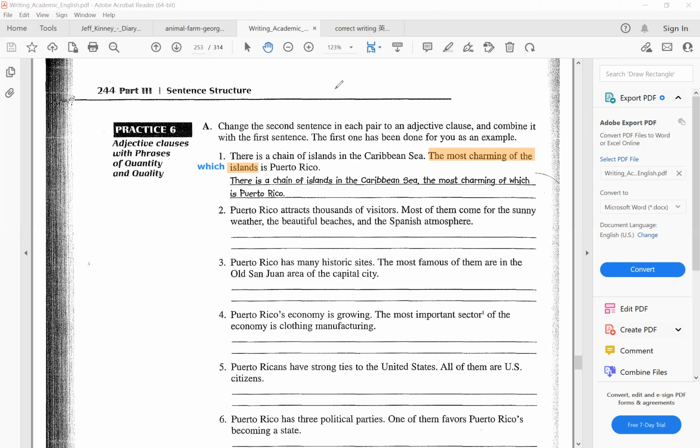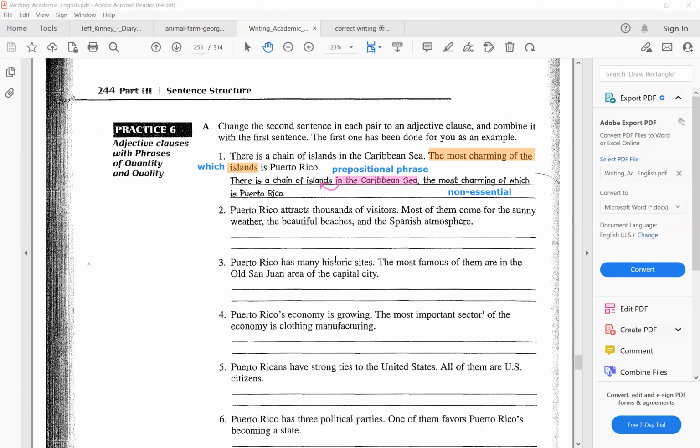Okay, so this is where you have to kind of decide for yourself. In the Caribbean Sea, this is a prepositional phrase modifying a chain of islands, which is essential. And the most charming of which is Puerto Rico is an adjective clause also modifying a chain of islands, but it is non-essential. So probably you want to put the essential prepositional phrase right after the noun, the islands, right? But sometimes both can be okay, so you have to decide for yourself.